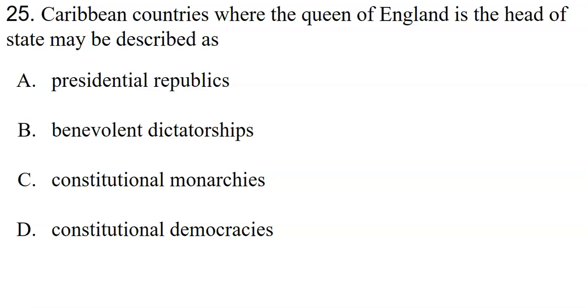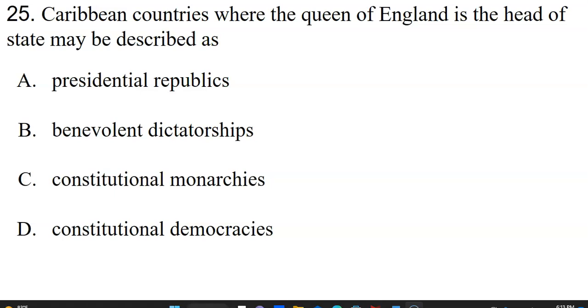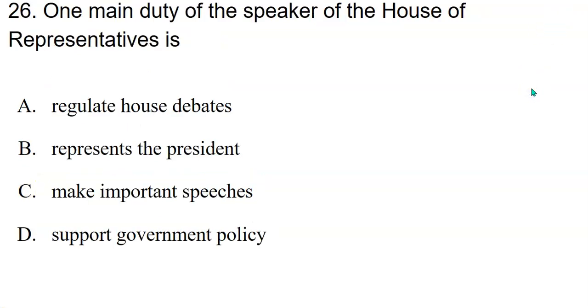Caribbean countries where the Queen of England is the head of state may be described as, I know you know the answer to this question. What do you think the answer is? Caribbean countries where the Queen of England is the head of state may be described as, and if your answer is, let me hear your answer. What is the answer? Letter C, constitutional monarchies. You are definitely correct.